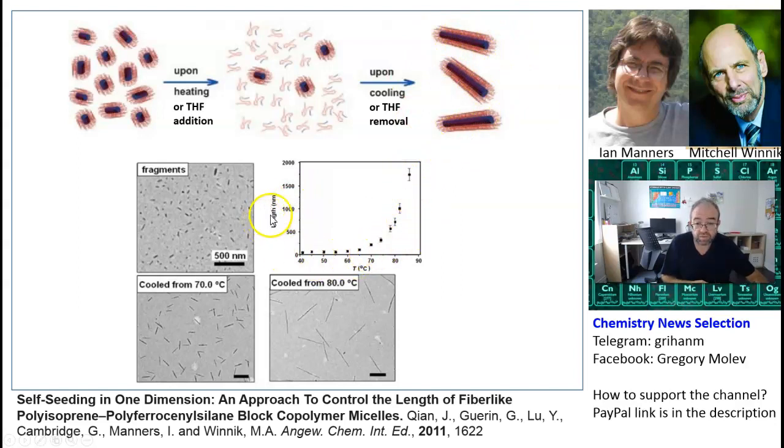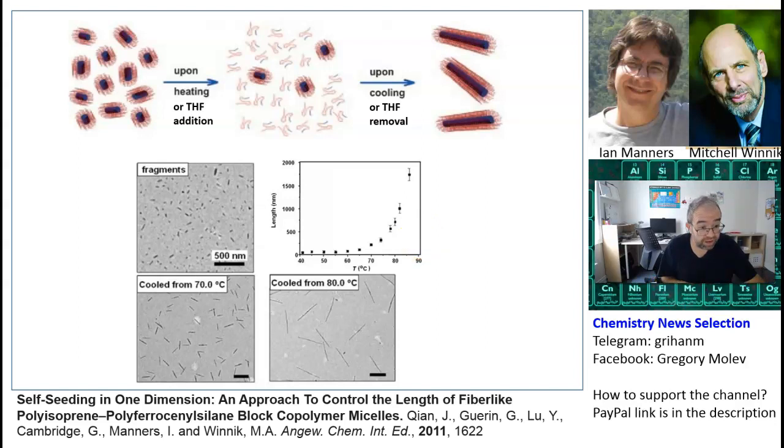nice chart of length as a function of temperature to which you heat the seed solution. A very similar chart you can build of length as a function of THF concentration which you add. These are fragments or seeds. This is cooled from 70 degrees and these are cooled from 80 degrees, much longer because more seeds dissolved. Also here you can see the distribution of lengths, schematically described by those additional lines around the dot. So you can see the precision of the length control that can be achieved.